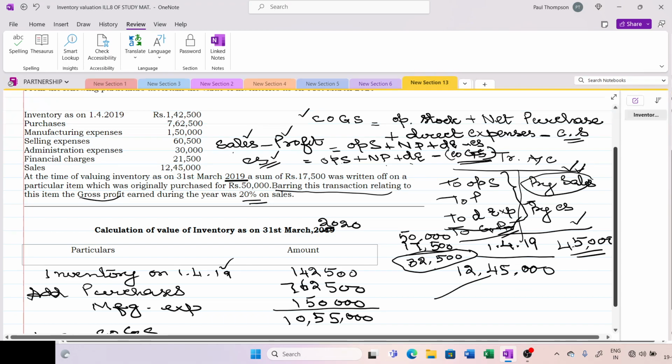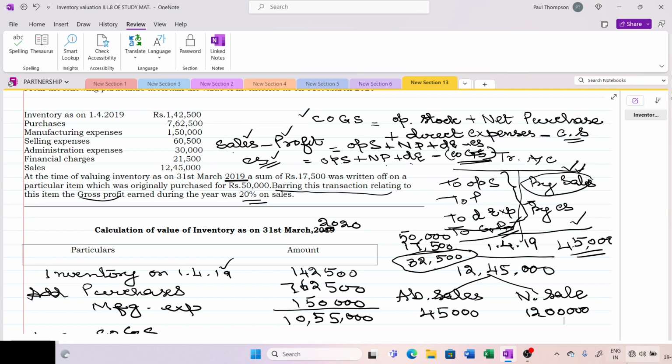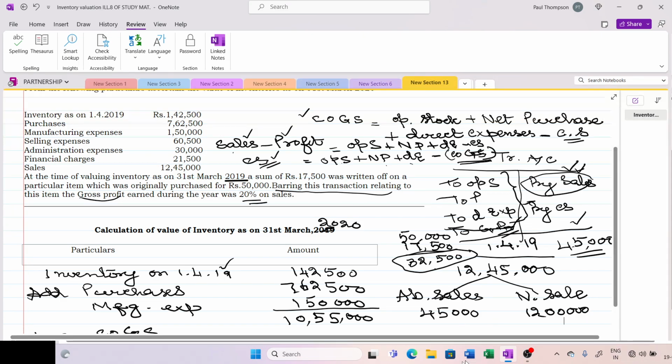So we have to remove this abnormal sale. We call it an abnormal sale. That is not in the normal sale. Normal sale fetched around 20% of gross profit. So what is the normal sale? Normal sale is 12 lakh. Okay. So now see here, we need the cost of goods sold.